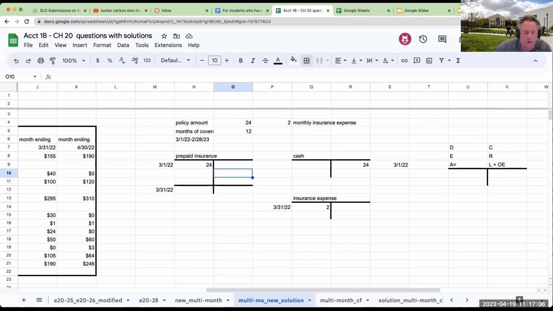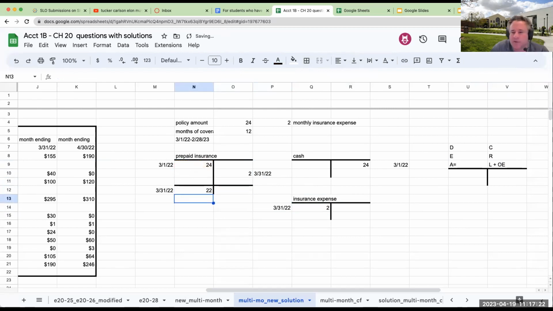What do I credit? Well, if you go back and remember your adjusting journal entries, I'm going to credit prepaid insurance. So what's my prepaid insurance account balance? Well, 24 minus 2, I get 22. When I see this 22, what does that mean? Well, 1 month of coverage has expired. I now have 11 months left, right? I've got April, May, June, July, August, September, October, November, December, January, February. I've got 11 months left. So over here, this would be 11 months times 2 per month.